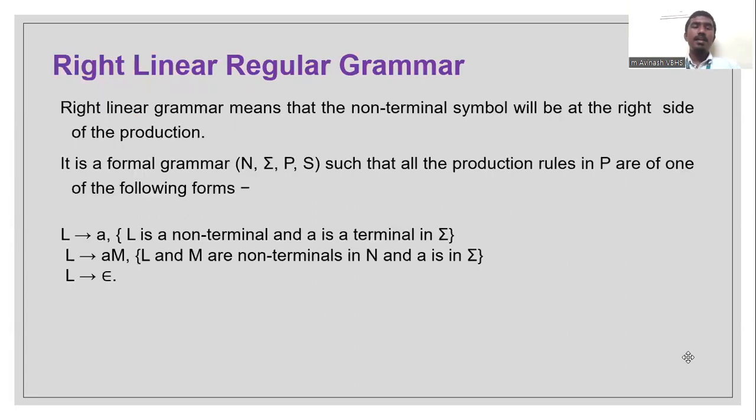Right linear regular grammar. Right linear grammar means that non-terminal symbols will be at the right side of the production. It is a formal grammar (N, Σ, P, S) such that all the production rules in P are of one of the following forms. L → a, where L is a non-terminal and a is a terminal in Σ. L → aM, where L and M are non-terminals in N and a is in Σ. L → ε.